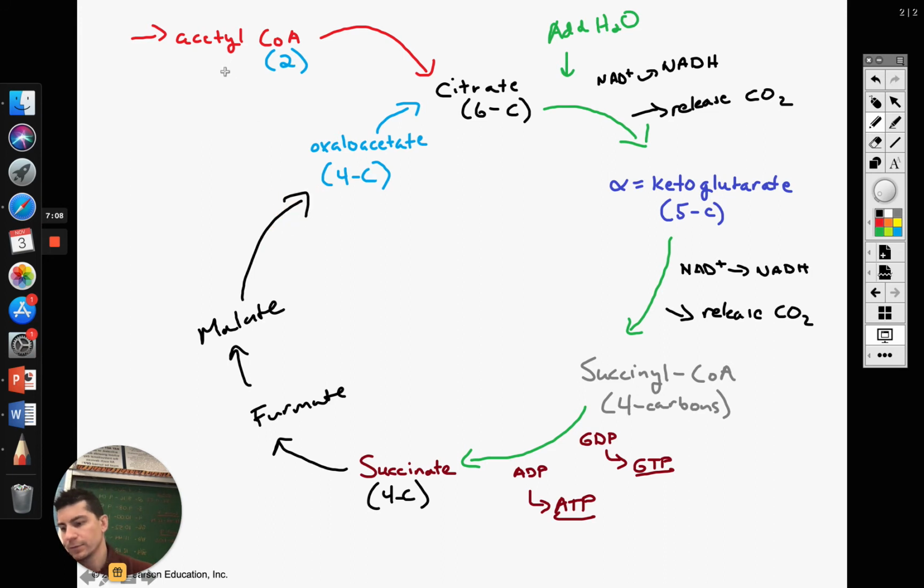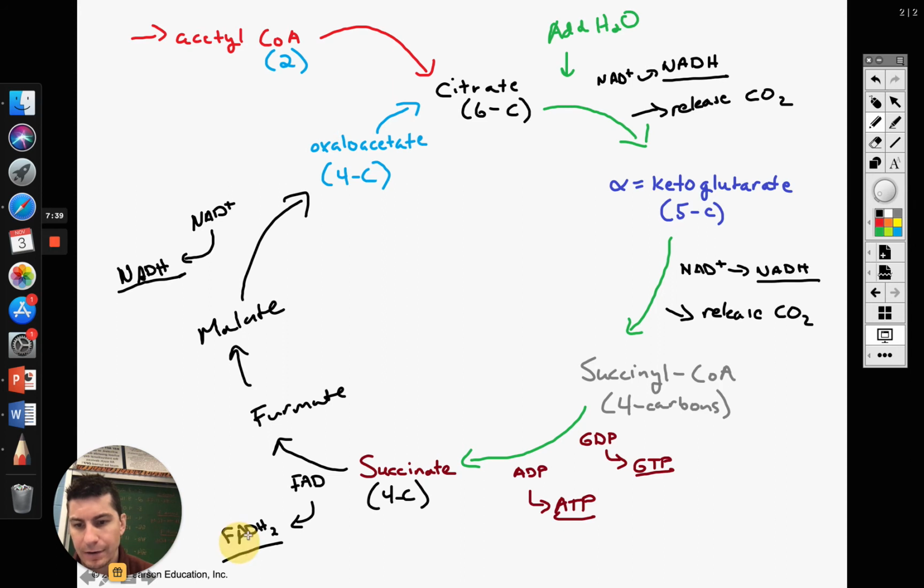But some different things are formed in these transformations. Here we're going to get NAD plus transforming into NADH. So NADH, a good electron carrier for us. And then down here, when we go from succinate to fumarate, we're going to take FAD and we're going to get FADH2 out of it. So this is our Krebs cycle, all together for products.